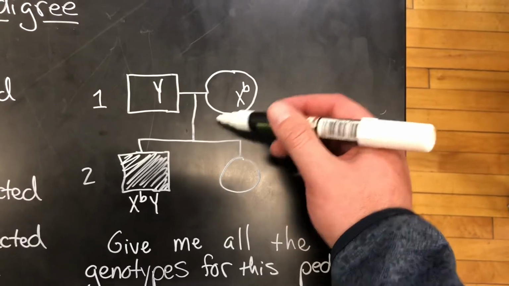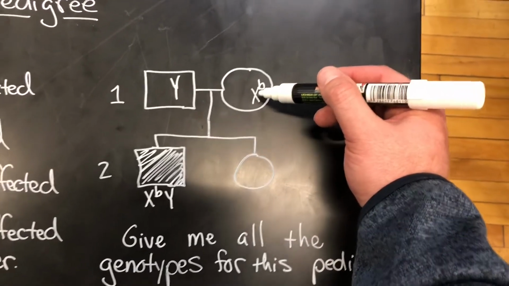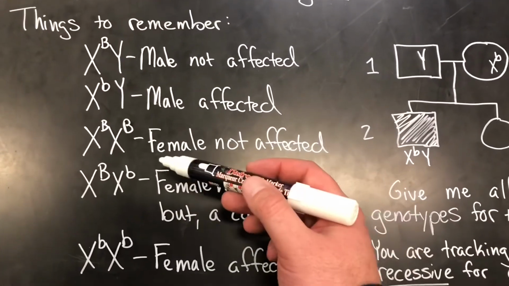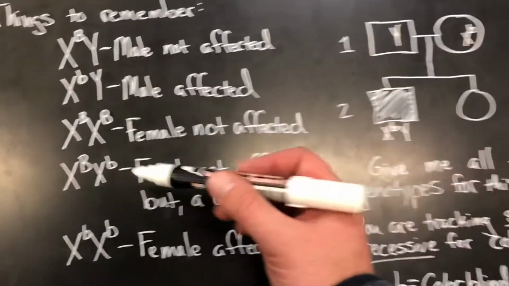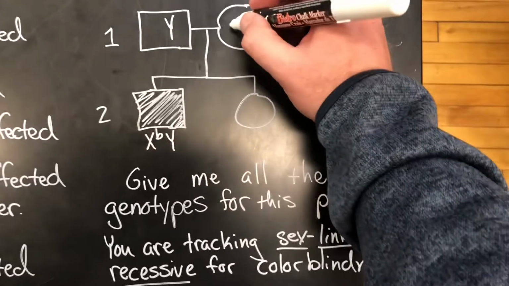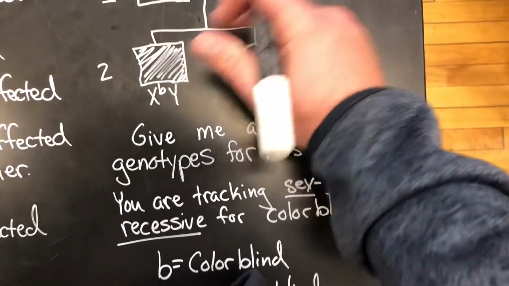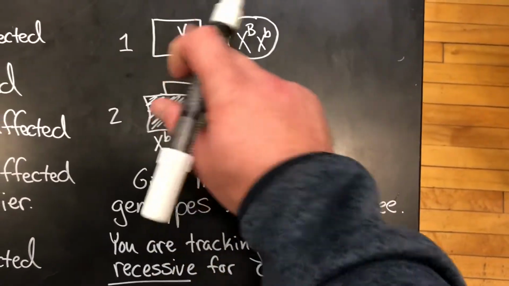Now, we also know that mom here, she is not shaded in. So she is not affected, okay? But she has this lowercase b, so she's going to be a carrier. So she's going to be X uppercase B X lowercase b. We know that because she's not shaded in, but we know that she gave that X little b to him because he got the Y from dad.